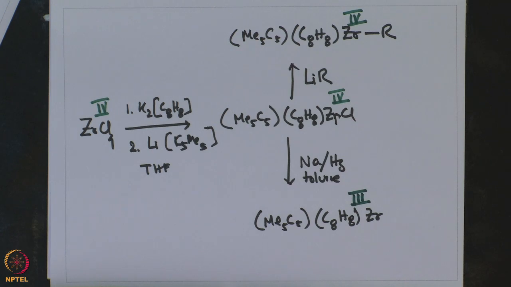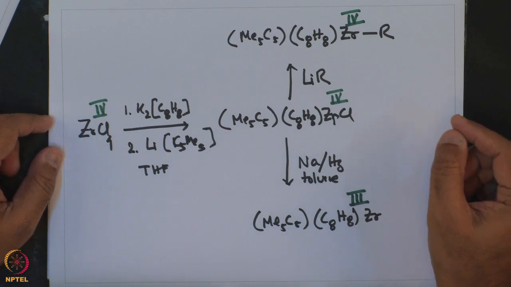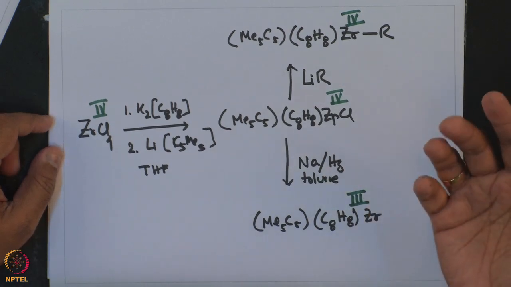So, this is an interesting reaction where one can see that the C8H8 dianionic complexes can be formed with zirconium halide in presence of this lithium Cp star salt, giving rise to a mixed valence compound, which can further be reduced using sodium mercury, or it can exhibit salt metathesis reaction as is observed by treatment with lithium R to correspondingly synthesize the zirconium R derivative.